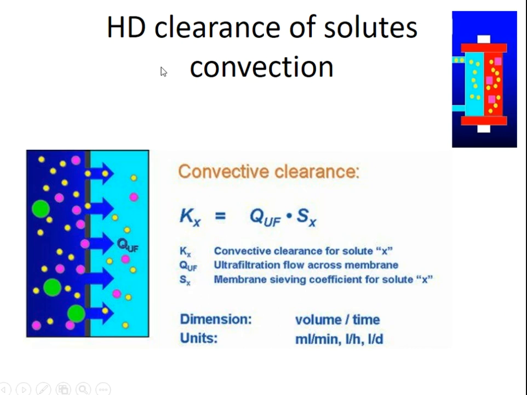When measuring the hemodialysis clearance by convection, as convection depends on the ultrafiltration rate, we have here to put the QUF. So convective clearance depends on the ultrafiltration flow across the membrane, as well as the membrane sieving coefficient for a given solute.